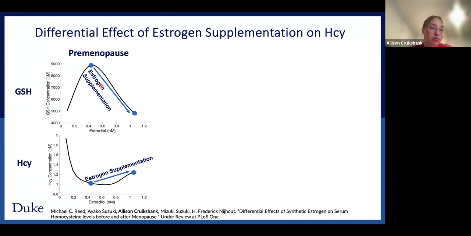So before estradiol supplementation, glutathione's at the top of this curve here, corresponding to that average estradiol concentration. However, upon estradiol supplementation, glutathione levels fall. This decrease in glutathione causes an increase in homocysteine, and that's because of the reason I was discussing earlier in that previous slide. Since glutathione decreases, there's going to be less stimulation on that CBS enzyme, so homocysteine levels are going to increase.